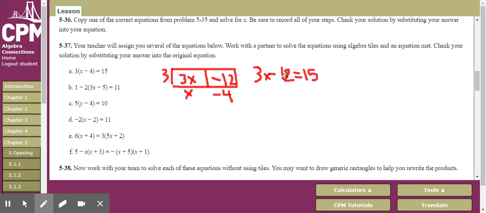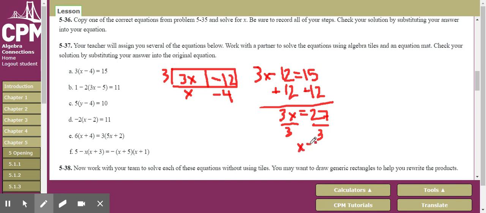So first step would be to isolate the variable. So I'm subtracting 12 here. So to do the opposite and make that a 0, I would add 12. If I do it to one side of the equal sign, I have to do it to the other. So I add a 12 here. End up with 3x equals 27. Divide both sides by 3. And I get x equals 9.